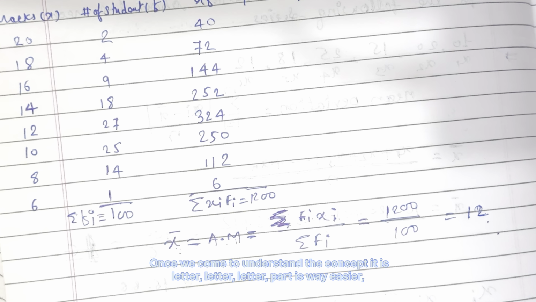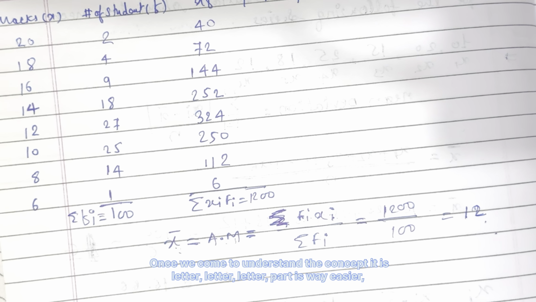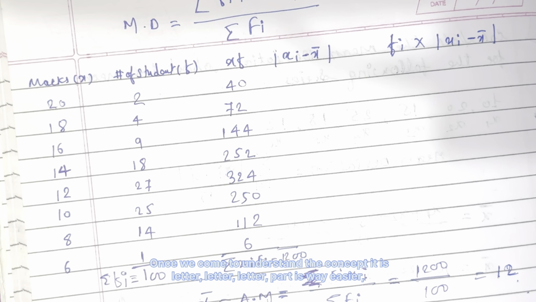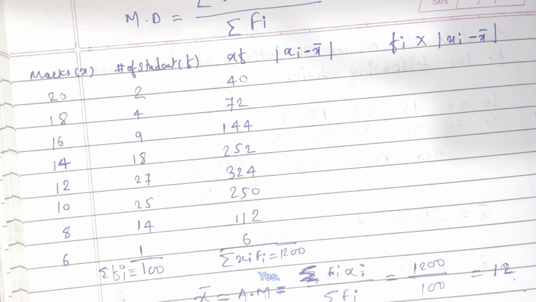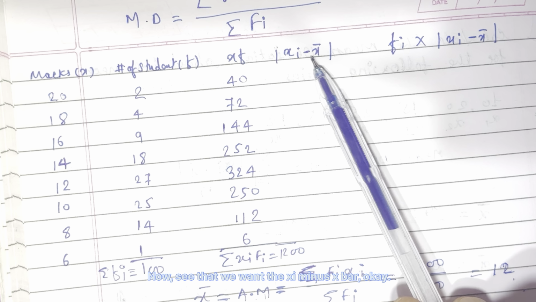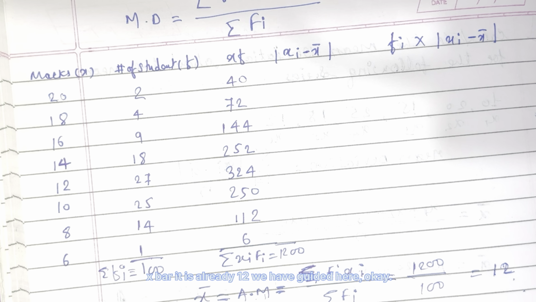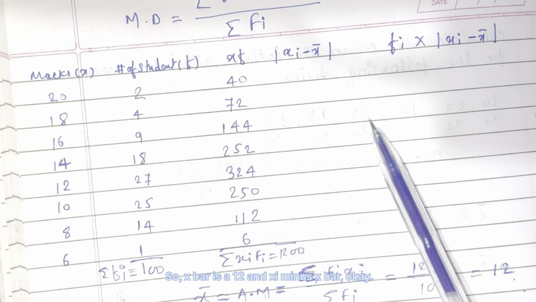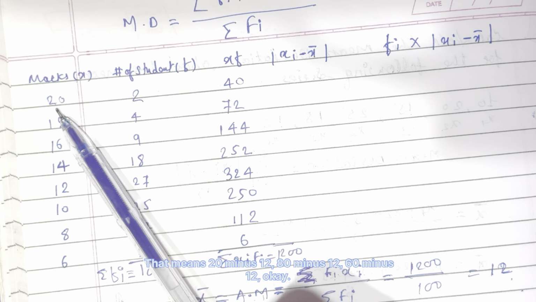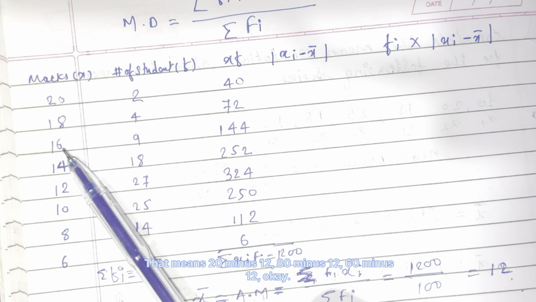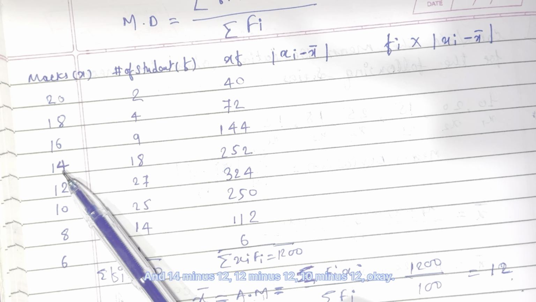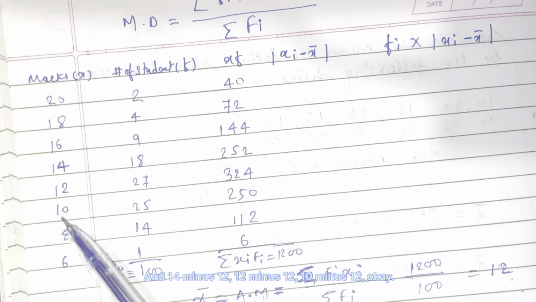Once we come to understand the concept, the later part is way easier. Now we want the xi minus x bar. x bar, the arithmetic mean, is already 12, as we have found here. So xi minus x bar means 20 minus 12, 18 minus 12, 16 minus 12, 14 minus 12, 12 minus 12, 10 minus 12.